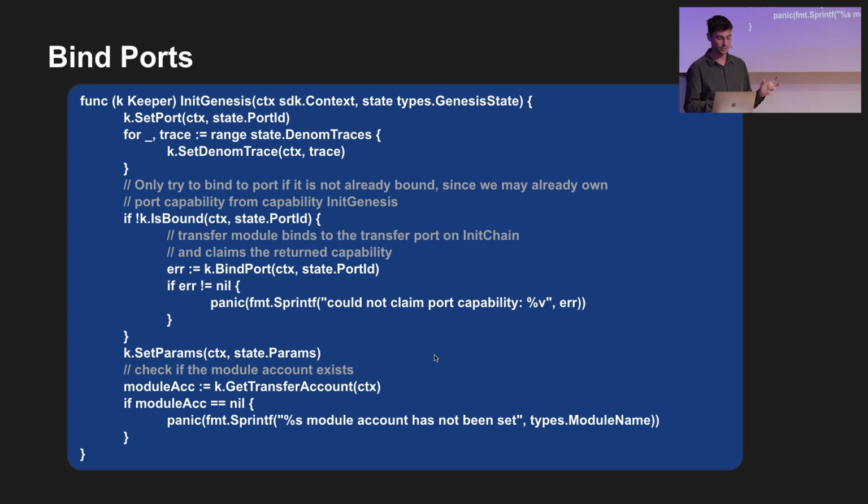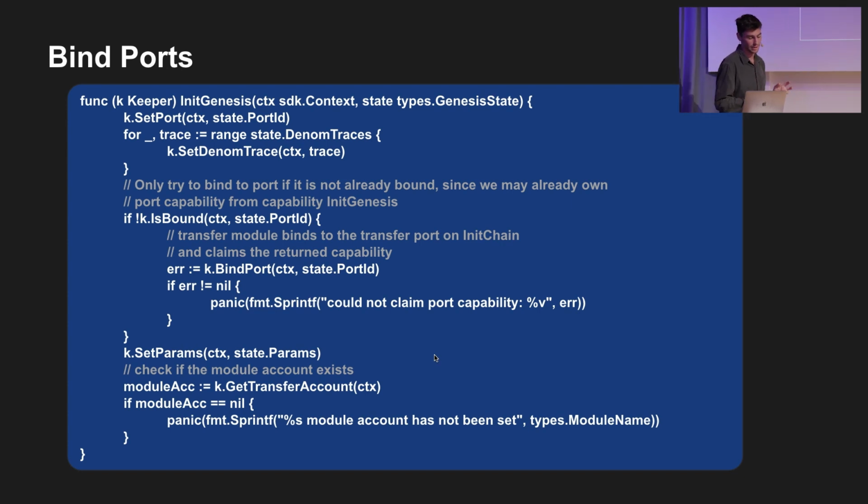Then an important thing that's already there is you want to make sure that no one else is binding to that port ID. When the blockchain starts, it can't have another transfer module that uses the same port. Each port has to be unique, and in this instance, we panic if it's not. Then there's a bit of other logic like params and whatnot, and that's how we initialize.